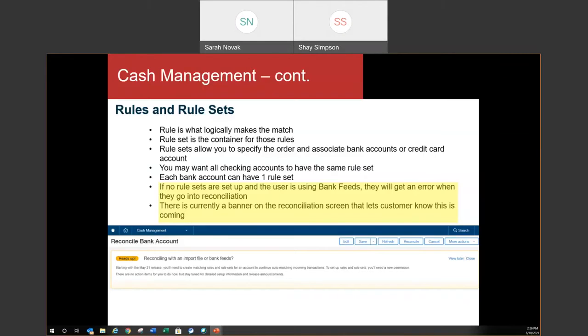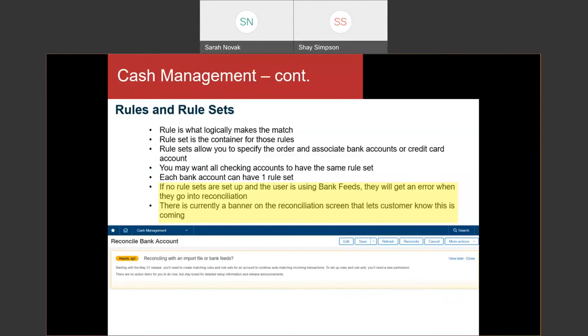All right, so now we have another polling question. Yep, so this polling question is, do you currently use journal entry approvals? So if you could just mark what your practice is with that. And then we'll have Shay continue.